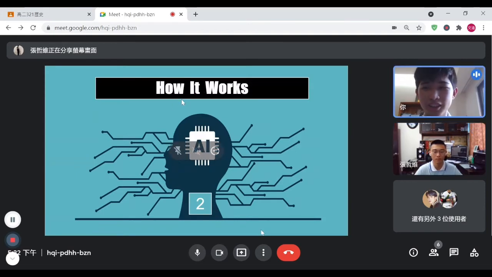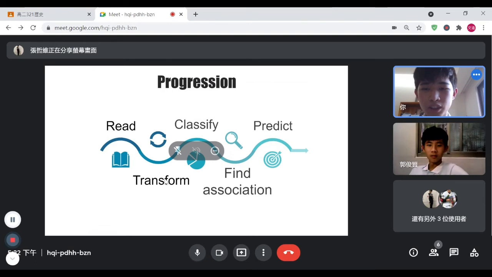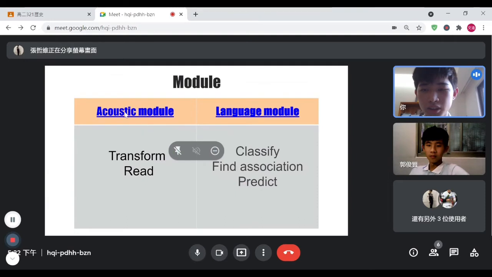Now I'm going to talk about how it works. The process can be divided into 5 parts: read, transform, classify, find association, and predict. And all of these are done by 2 modules. These 2 are the acoustic module and the language module, and now I will introduce one of each.